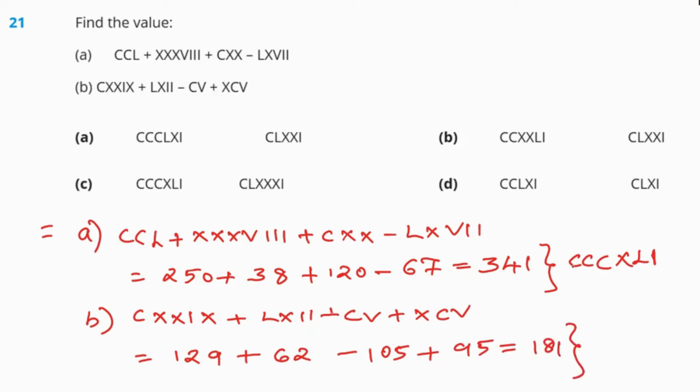So the Roman numeral for 181 is CLXXXI: C is 100, L is 50, that is 150, and 3 times X is 30, so 180, and then 181.